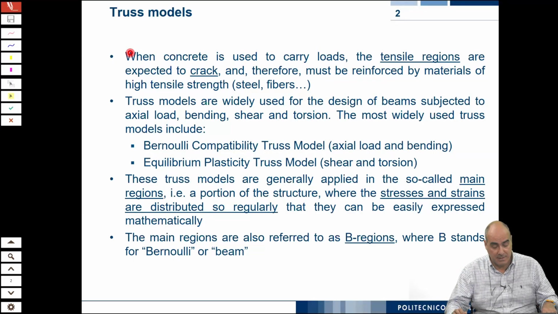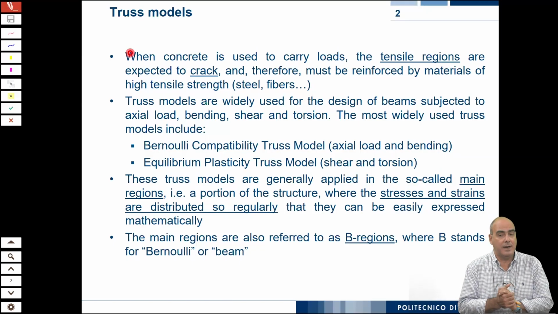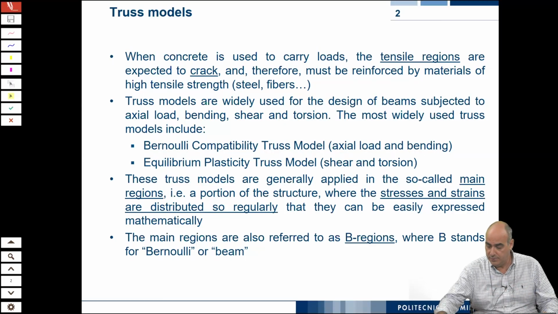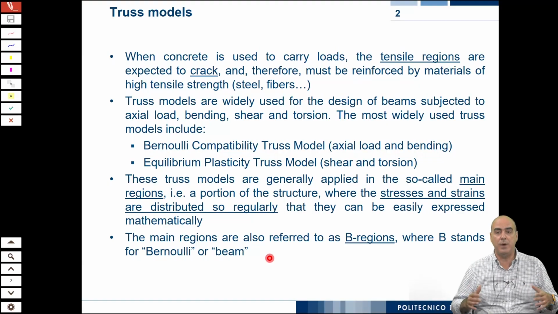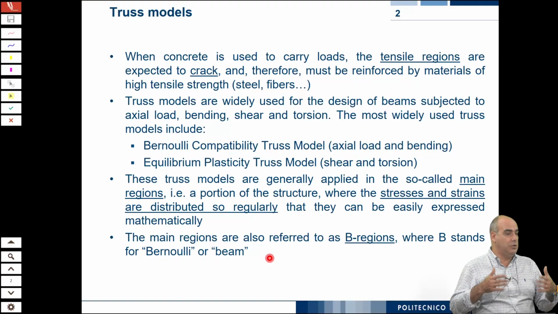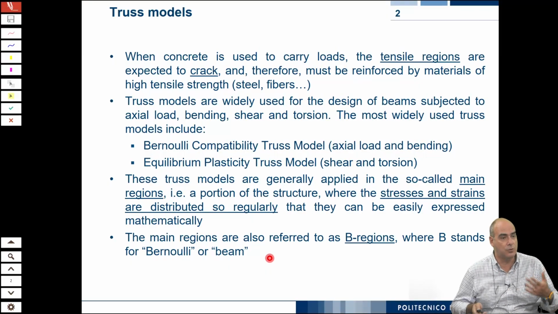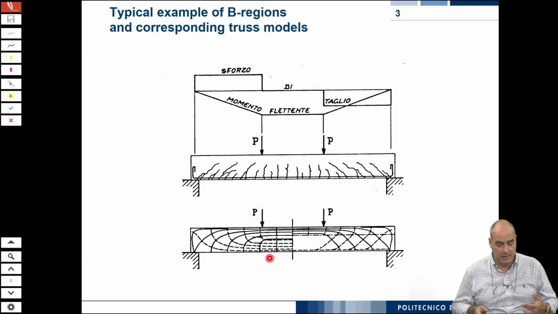As a matter of fact, we have to distinguish in a structural element the zones according to the characteristic of the stress field. In an element, there are regions where the stresses and strains are distributed so regularly that you can have a mathematical model which describes them. These are called the B regions, where B stands for beam or Bernoulli. It's where we apply the beam analogy, the beam model, because it works there. That region of the beam has the characteristics to fulfill the beam model.